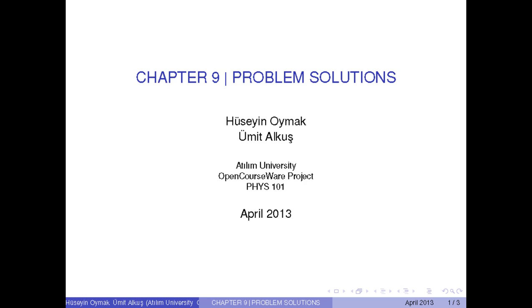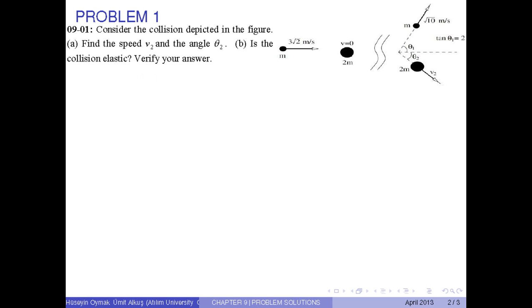In this video, we will solve two problems about Chapter 9. Here, we have a collision problem. The object of mass m has an initial velocity. However, the mass of 2m is initially at rest. After the collision, mass m has the velocity in this direction with the magnitude of square root of 10 meters per second, and mass 2m has the velocity shown by v2 in this direction.